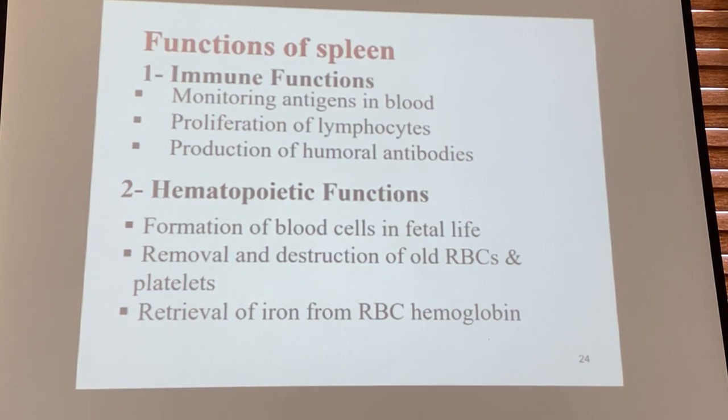So the hematopoietic function is the formation of blood during fetal life, not adult life. Removal and destruction of all RBCs and platelets. Retrieval of iron from RBC hemoglobin to be reused for formation of new RBCs.